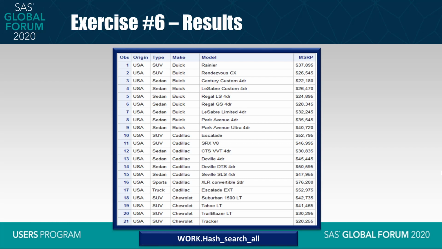Now, as you see, the results are much more than the exercise 4, because in this exercise, what we're doing is we're collecting all the USA manufactured cars and not stopping at the first result or the first successful match. It's going to collect them all and store them or save them out to the SAS dataset.